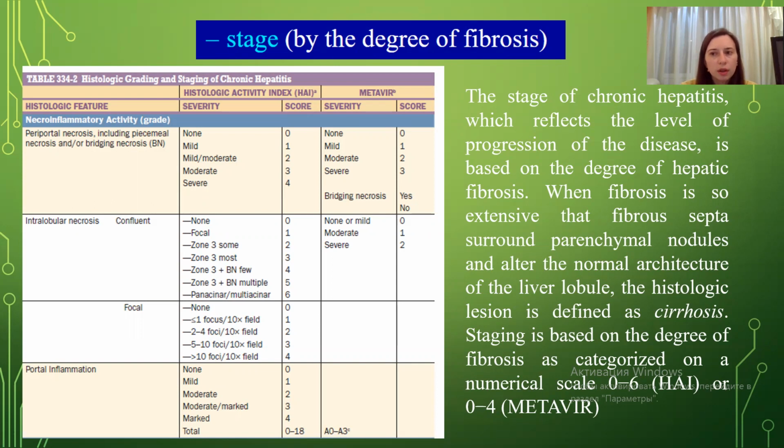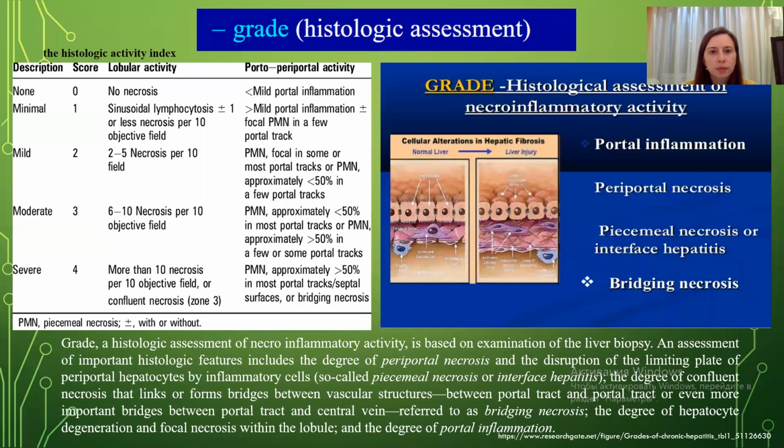And on the left, you may see a table with histological grading and staging of chronic hepatitis, the histological activity index and METAVIR index. And what about grade?